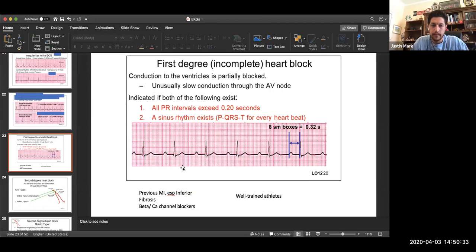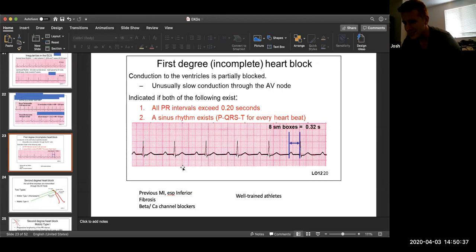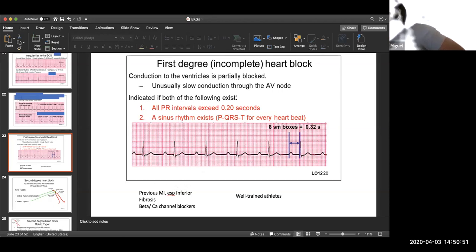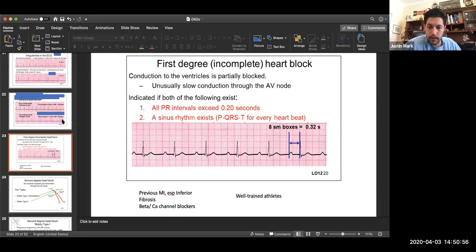To me, it certainly looks like this PR interval goes beyond one big box. It looks like twice the size. Exactly, you're right. This is not necessarily pathological either. I put some of the causes here just in case it comes up, but that's for reference. Any questions with first degree heart block? It's a sinus rhythm. It's going to be slower, but we have an extension of the PR interval.